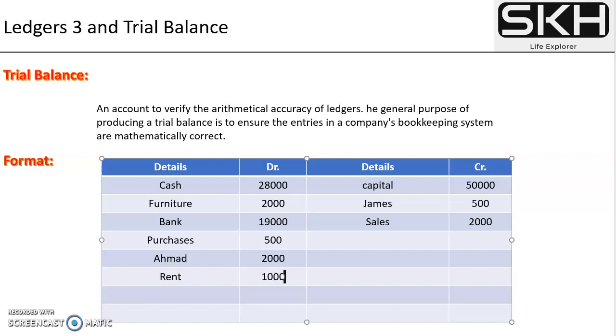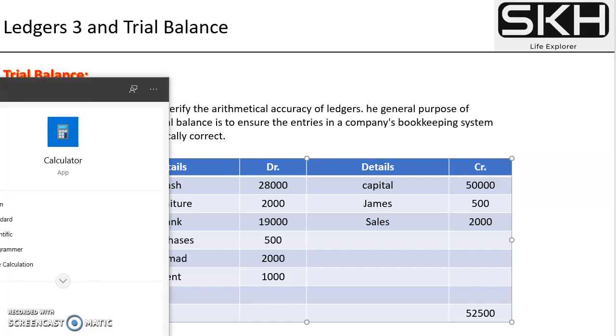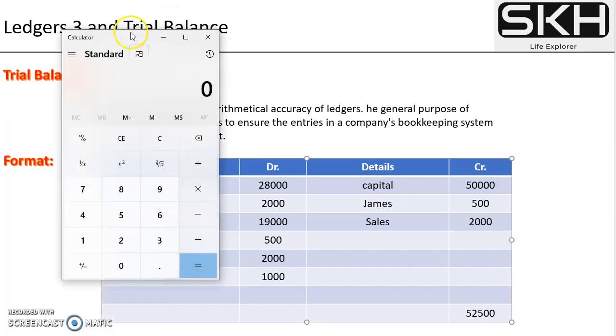So students, this is something we have done here. Now, if you look at it, we have to total both columns. So this column I will make total and this column I will make total. So this is very easy. It is 52,500. But for this, I may need the calculator. So I'll open the calculator here and let's do it.